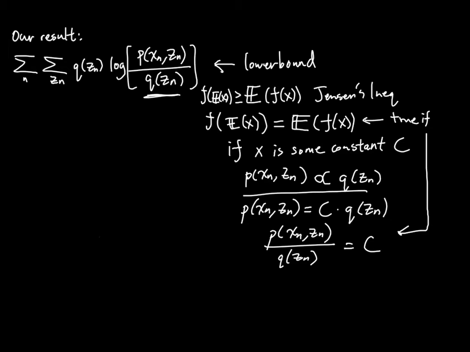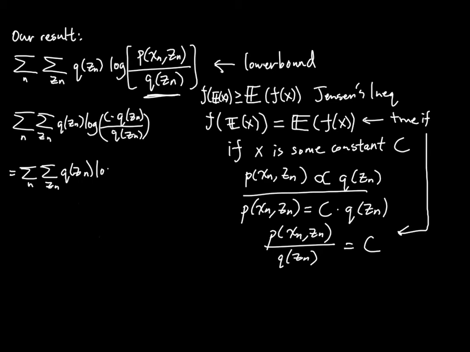Now that we have this, it looks a lot nicer to deal with, right? So if we say that Q of zn is some distribution that's proportional to P of xn zn, then we just plug in c times Q of zn. So we have Q of zn times log c times Q of zn, and here it's just equal to the sum over zn of log c.